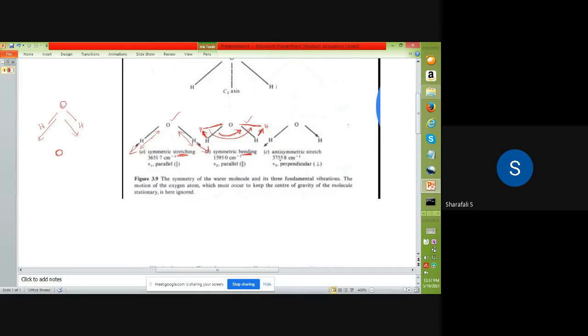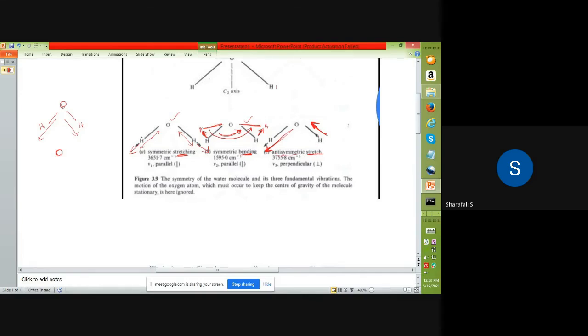And the third case is antisymmetric stretching. It is a stretching mode, which means that the bond length is going to change. So this hydrogen is moving like this, so the bond length is increased, and then it will come back also. This hydrogen moves in the opposite direction. That's why it is called antisymmetric stretching. One hydrogen goes away from the oxygen, and the next hydrogen comes towards the oxygen. Then it is called antisymmetric stretching.